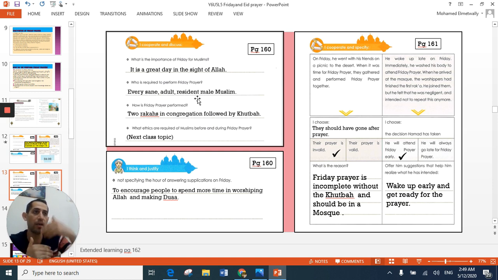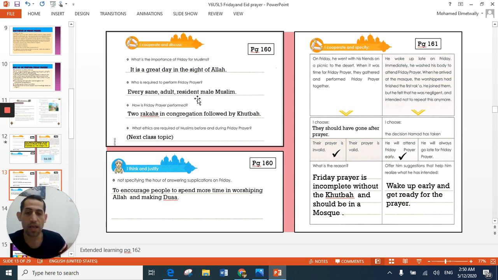So if someone will travel a long distance, do you know the limit of distance? He cannot pray Friday prayer. This distance should be as in the fast. In the fast, we said that if someone travels 80 kilometers or more, he cannot fast. Also here in Friday, if someone travels a long distance, 80 kilometers or more, he does not have to perform Friday prayer. How can he perform it, Dhuhr or Friday? How can he pray?